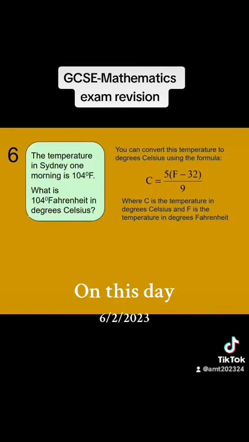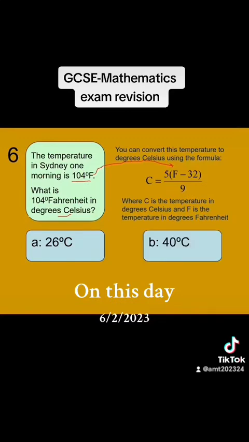Question number 6. You can convert the temperature in degrees Fahrenheit to Celsius by using this formula: C is equal to 5 lots of F minus 5 lots of 32, all divided by 9, where C is the temperature in degrees Celsius and F is the temperature in degrees Fahrenheit. The temperature in Sydney one morning is 104 degrees Fahrenheit, so that's F. What is 104 degrees Fahrenheit in degrees Celsius? Is it A, 26? Is it B, 40 degrees? Is it C, 54 degrees? Or is it D, 8 degrees?